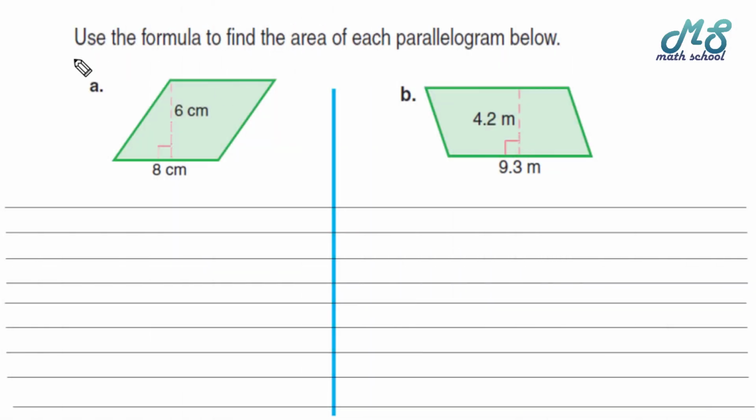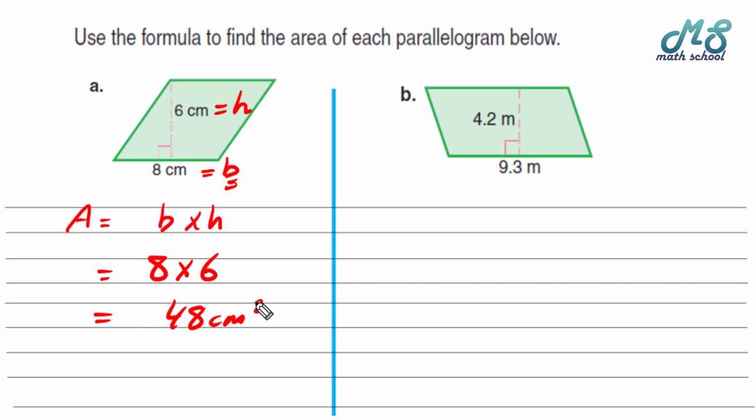Next, how can we find the area of a parallelogram? To find the area of the parallelogram, just multiply its base by its height. Ask yourself, the base is equal to 8 centimeters. The height is a perpendicular segment, equal to 6 centimeters. So area equals base times height. Base equals 8 and the height equals 6. 8 times 6 equals 48 square centimeters.